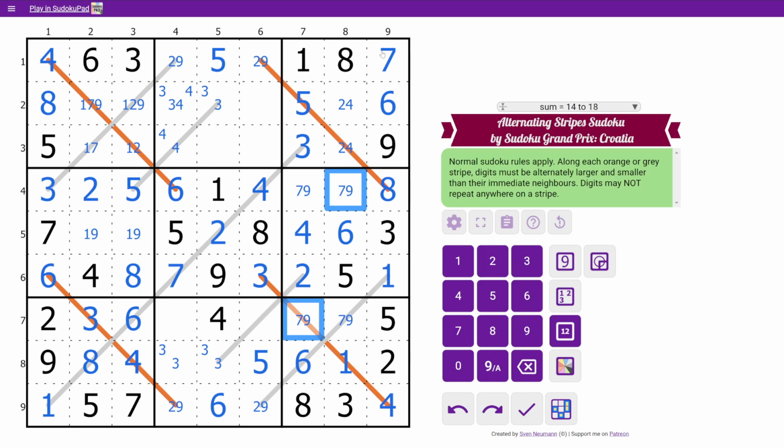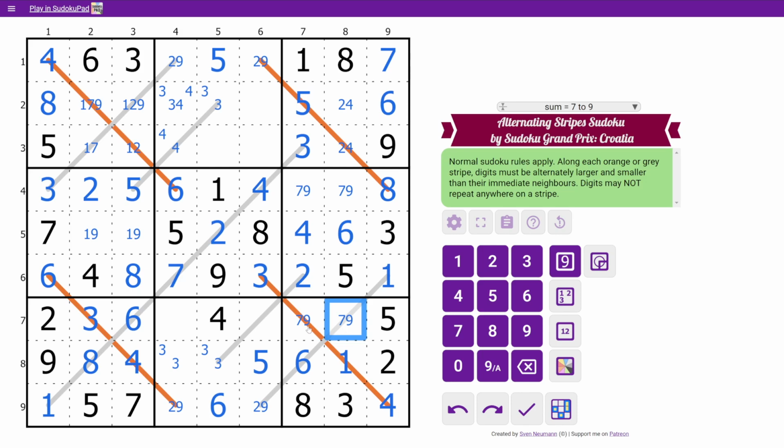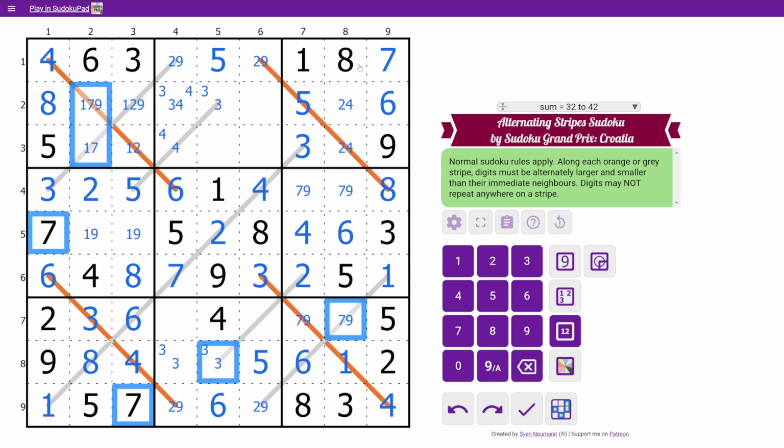7. 7. 7. Alternatively, 7. Both of those look alright.